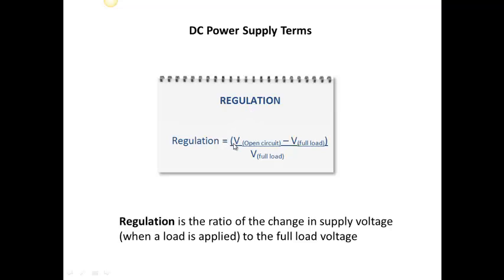If you look at the calculation there, we've got the open circuit voltage, which will be quite high, minus the full load voltage, which will be a little bit lower, divided by full load voltage, and that will give us a ratio. And if you times it by 100, we can get a percentage.